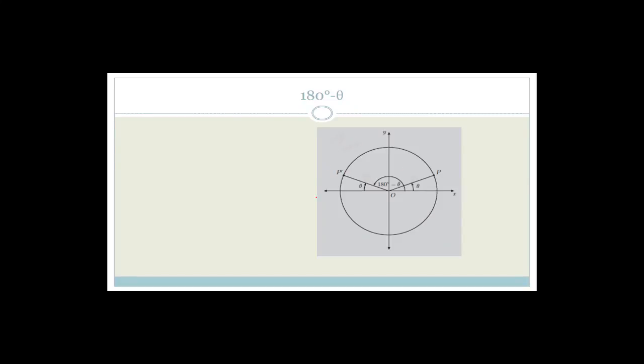Let's pretend we've got this circle, okay? And this would normally be our theta, right? And let's say we draw a second point here where this is a theta away from the x-axis as well, okay? And let's pretend, just for fun, just to make this a little bit easier for ourselves, the radius of the circle is 2.